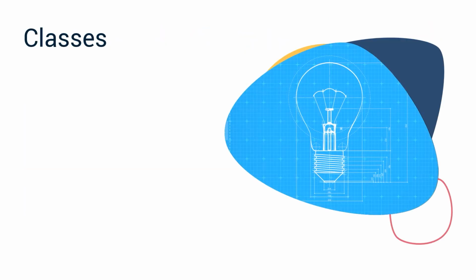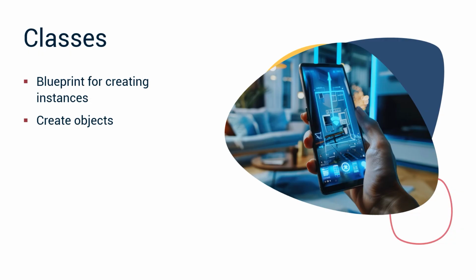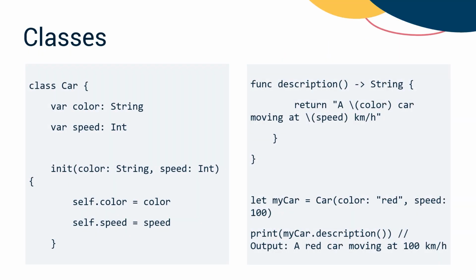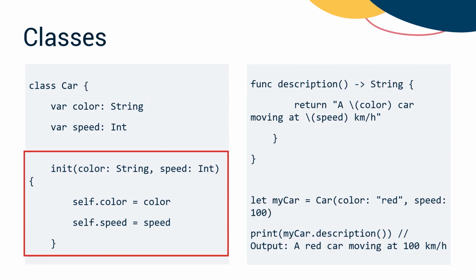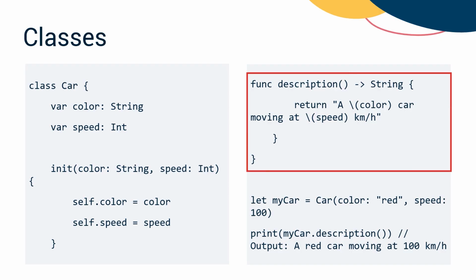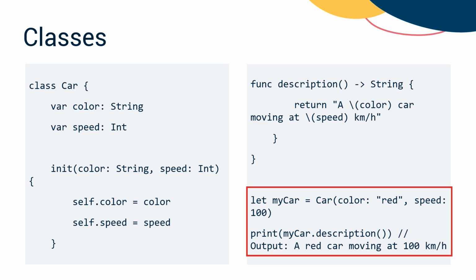Now that you've created your first function, let's explore classes. Classes act as blueprints for creating instances, allowing you to create objects with properties and methods. The code snippet on the screen defines a class. Here, this part of the code defines a new class named Car. These lines declare two properties for the Car class. This part of the code sets up an instance of the class. Finally, this part of the code defines a method named description for the Car class. Likewise, this code shows the creation of an instance of the class.